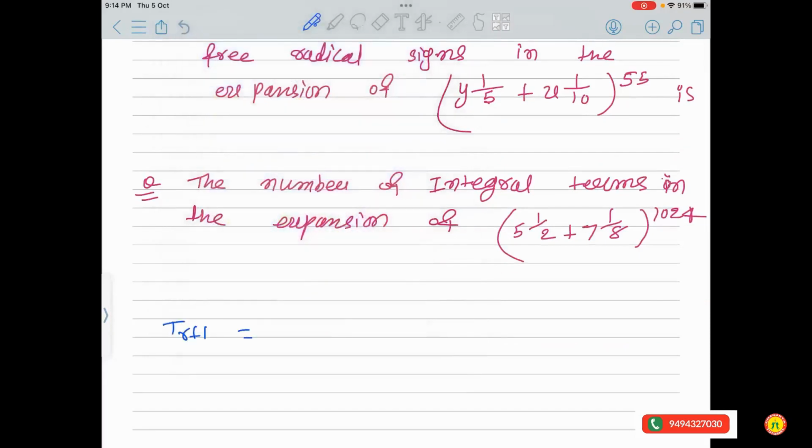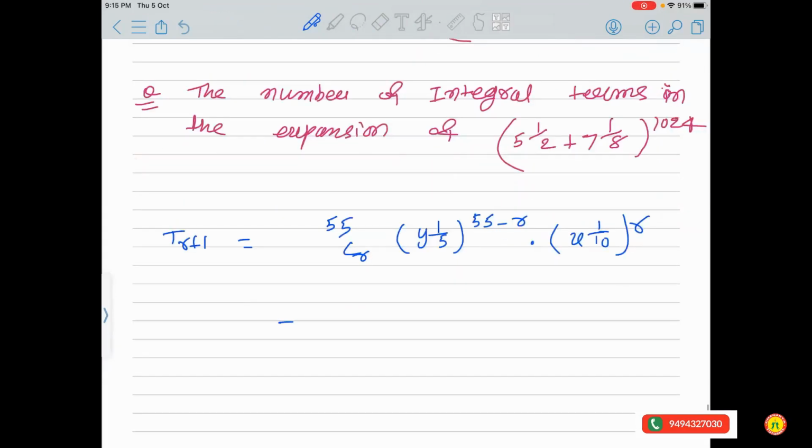the (r+1)th term, we can write as nCr. It means n is 55, so 55Cr, y power (1/5) power (55 minus r), and x power (1/10) power r, right? So now 55Cr, y power (55 minus r)/5, and x power r/10. Got it?